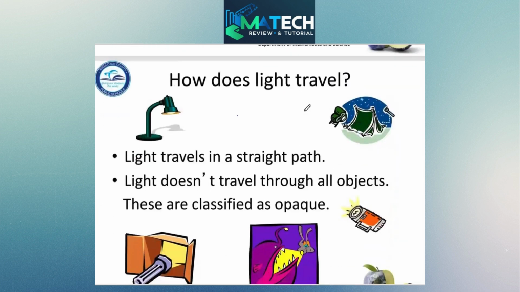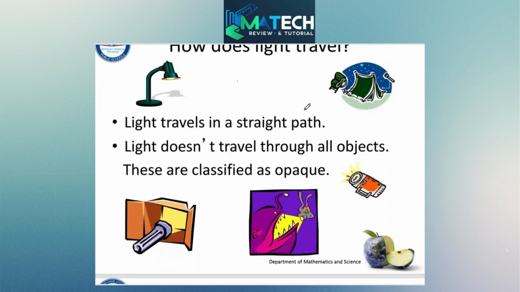How does the light travel? Light travels in a straight path. For example, if this is your sun, the sunlight will go straight. So that's why light travels in a straight path. Light doesn't travel through all objects. These are classified as opaque, which means it won't pass through the object. For example, for this box, the box will absorb the light.